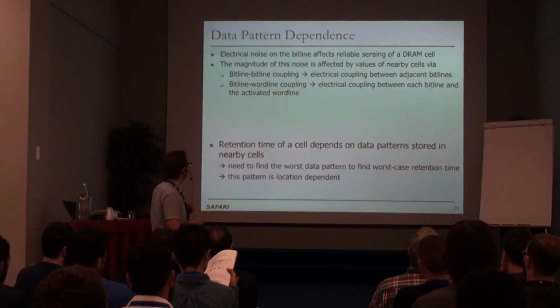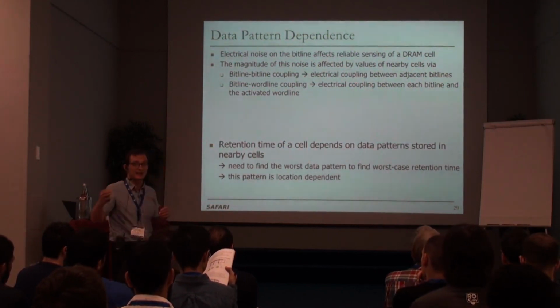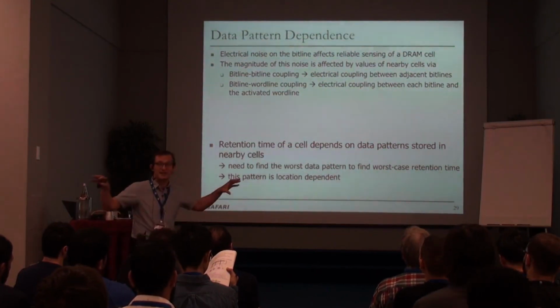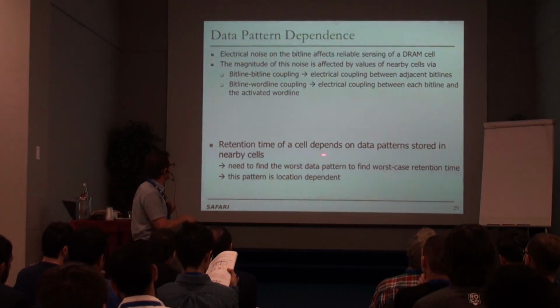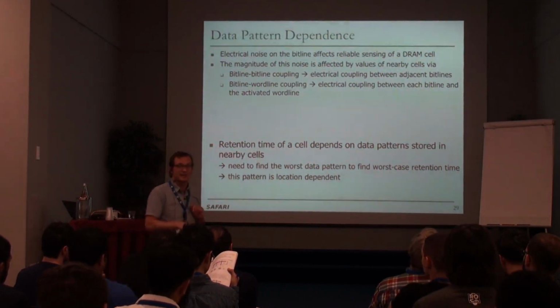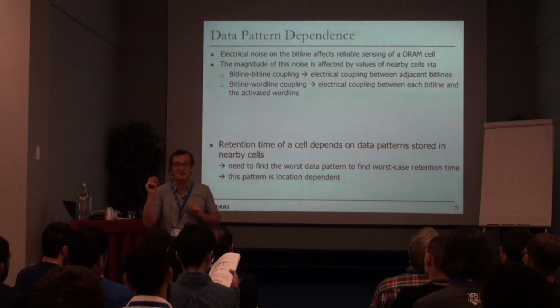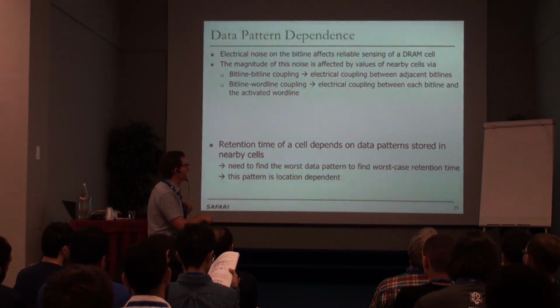So that's the fundamental reason of the data pattern dependence, which means that the retention time of a cell, how fast the charge leaks from the cell, is dependent on what's happening in other cells, what's stored in the other cells because of these coupling effects. So you need to find the worst data pattern to find the worst case retention time. Remember, the key question is, what is the worst case retention time of the cell? How often should I refresh the cell so that I'm reliable? And you need to find the worst data pattern.